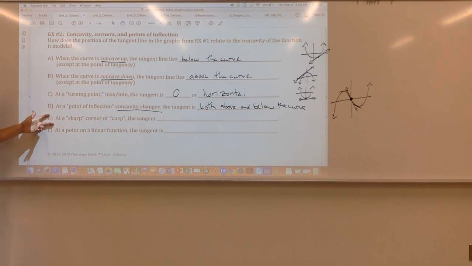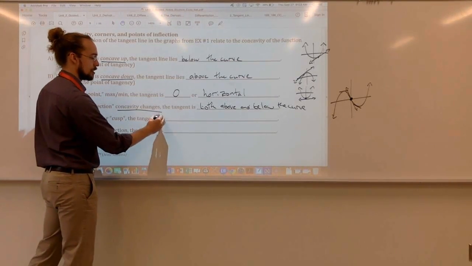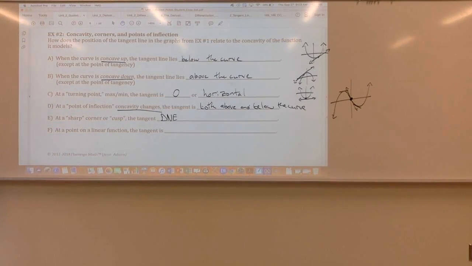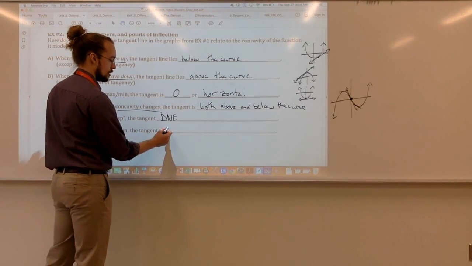Okay, so then this E we already talked about. We said at a sharp corner or a cusp, the tangent does not exist. We can't draw one tangent line. So we just say the derivative is undefined there. The tangent line does not exist. And then F, at a point on a linear function, we said the tangent is that line.